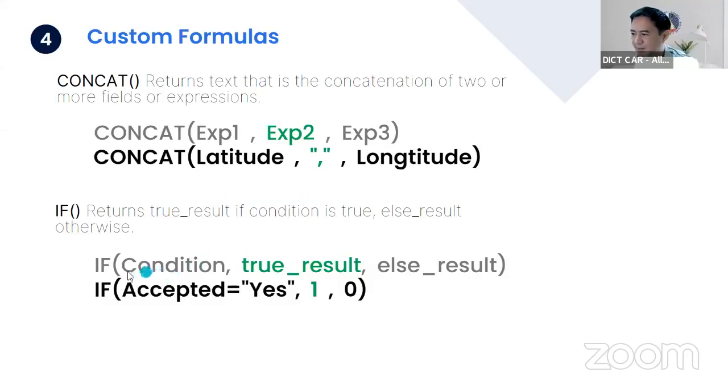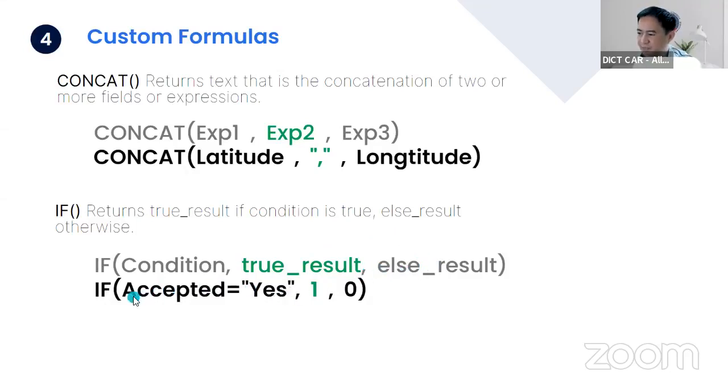So in this example, you have three parameters. Para sa mga non-programmers, ang tawag dito parameter. First parameter is your condition. Second parameter is the true result. Third parameter is else result, separated by comma sign.